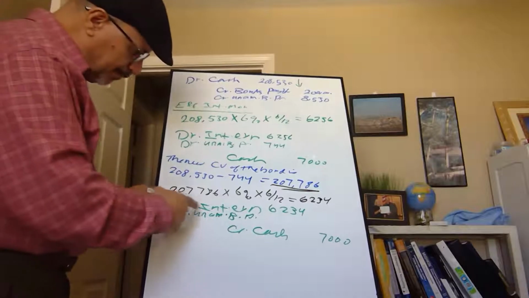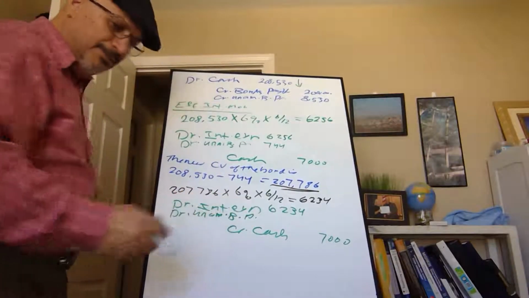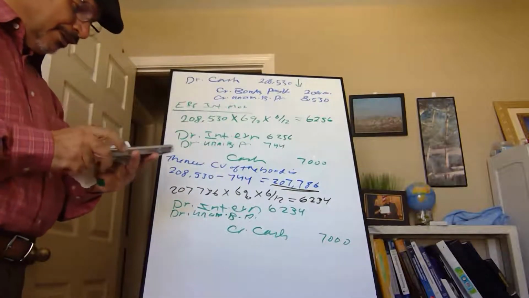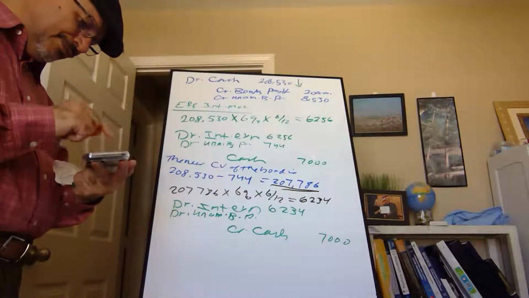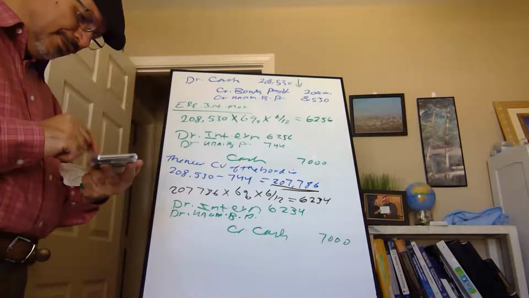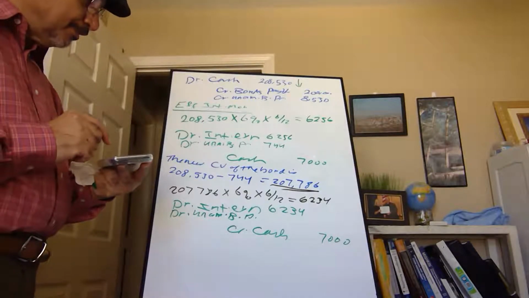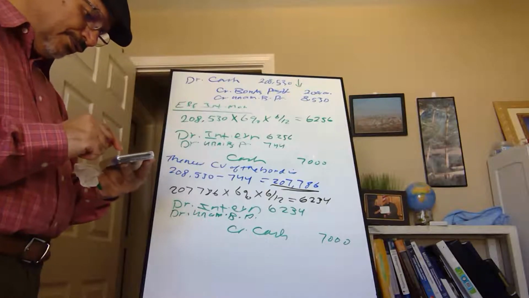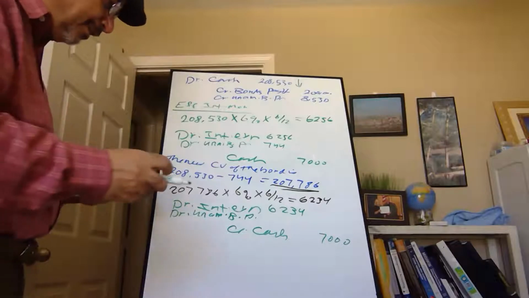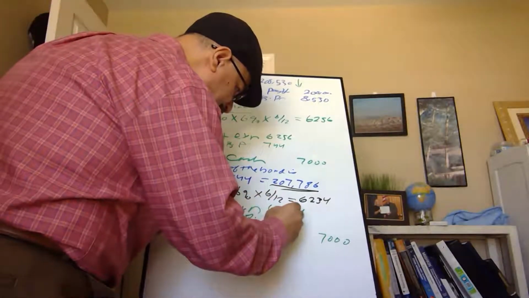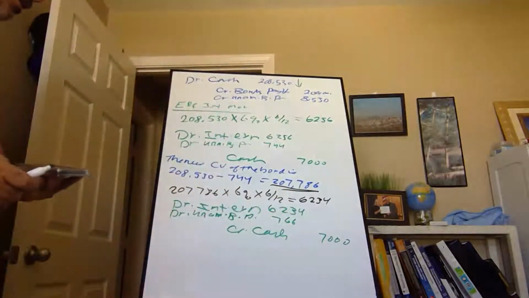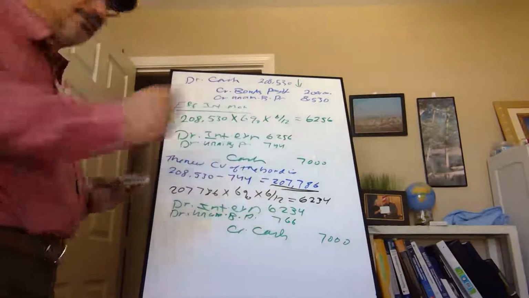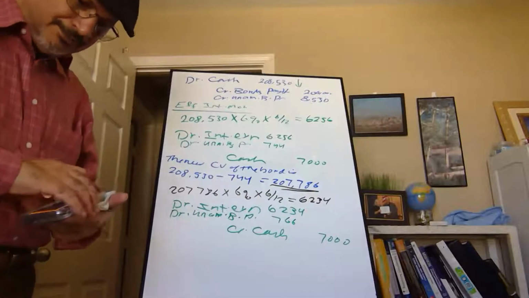And so the unamortized bond premium is going to be the difference between 7,000 minus 6,234, and that's 766. So the unamortized bond premium will go down by 766, okay?